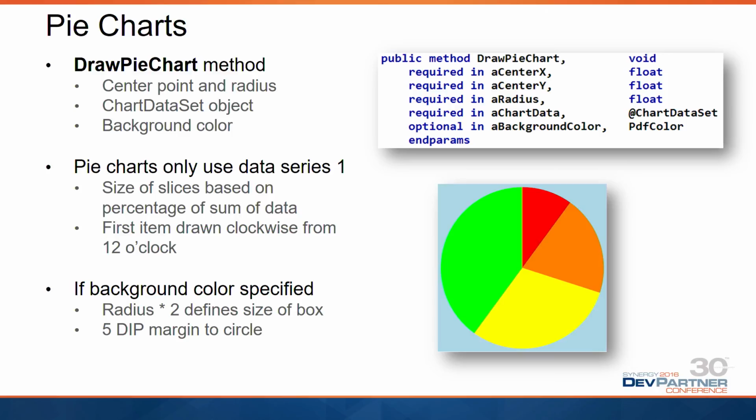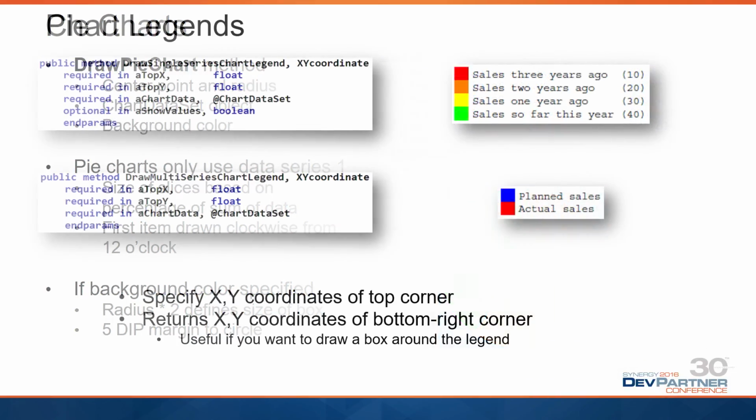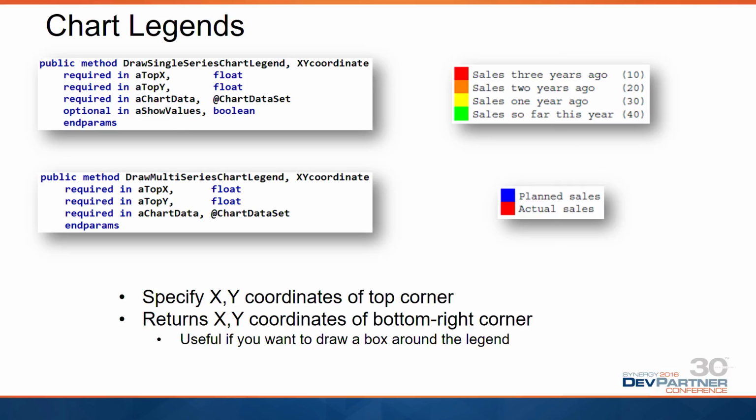Pie charts are similar. You specify a center point and a radius and hand it a chart data set, and it will just draw the pie chart for you. Chart legends, there's a draw single series chart legend method and a draw multi-series chart legend method, depending on what it is you're wanting to achieve.